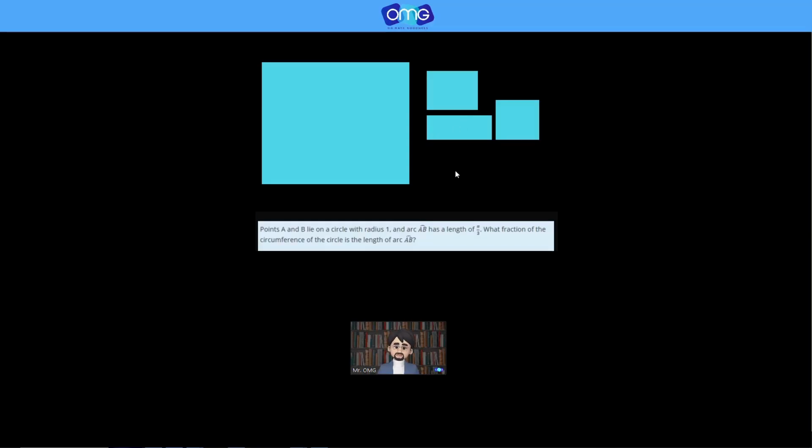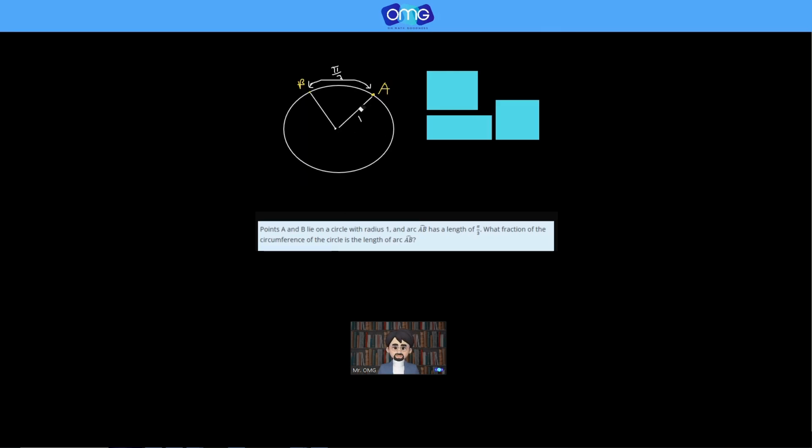Points A and B lie on the circle with radius 1. Arc AB has a length of pi over 3. What fraction of the circumference of the circle is the length of arc AB? So basically this is the picture. This is a circle with radius 1, and AB is on the circle with arc AB being pi over 3. So what fraction is it of the circumference?